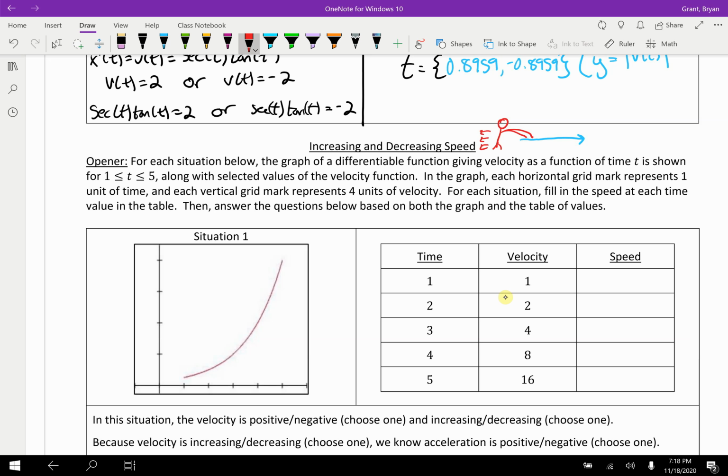And there's a whole bunch of combinations that either result in you speeding up or slowing down. And so what we're going to try to do on this last section is determine when is your speed increasing versus when is your speed decreasing. That is slightly different than increasing, decreasing velocity, as we're about to see.